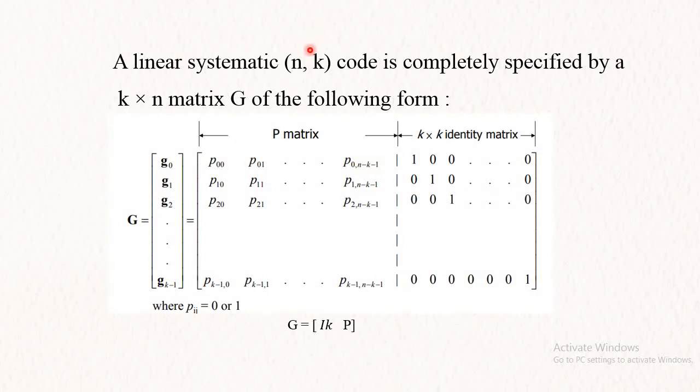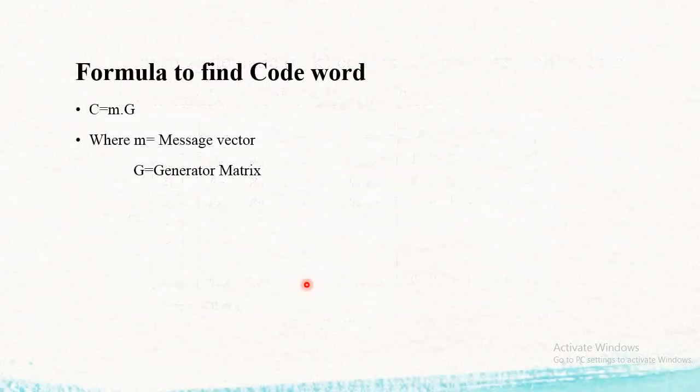Now a linear systematic n by k code is completely specified by a k by n matrix G as follows. So this is your generator matrix. How are we representing the generator matrix? The generator matrix is represented in two terms. The first term of the generator matrix is called the P matrix and the second part is called the identity matrix. Now how do we find the code word? The formula for finding the code word is C equals M into G, which we have already seen, where M is the message vector and G is your generator matrix.